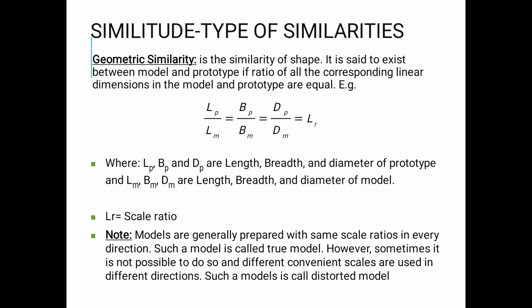Models are generally prepared with the same scale ratios in every direction. Such a model is called a true model. However, sometimes it is not possible to do so, and different convenient scales are used in different directions. Such a model is called a distorted model.